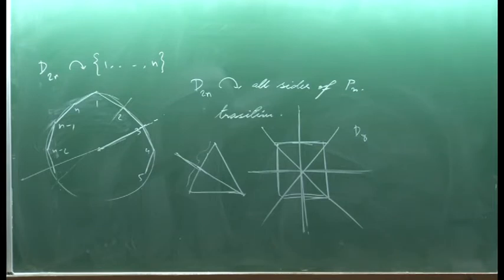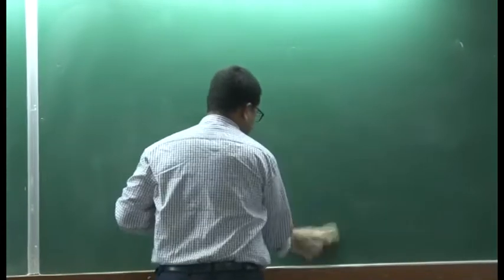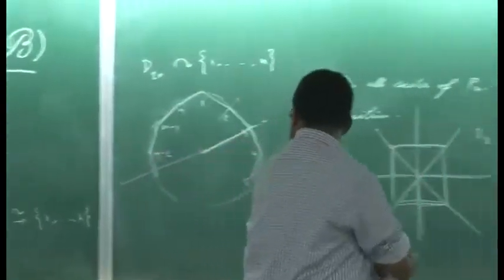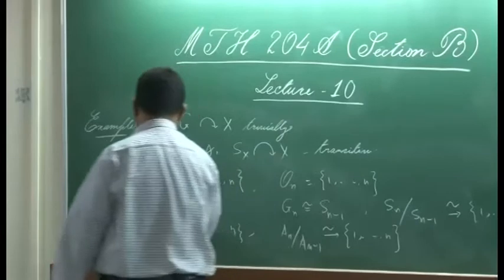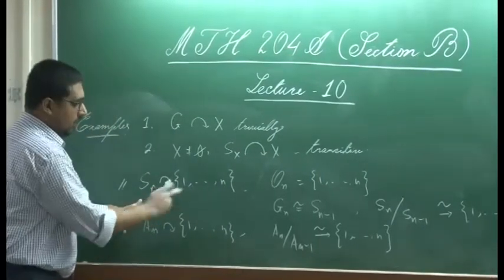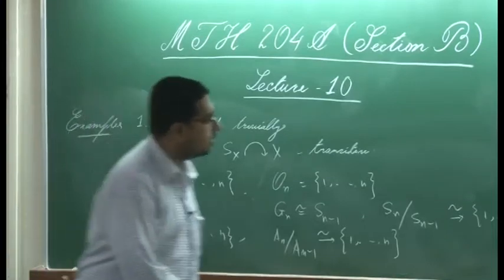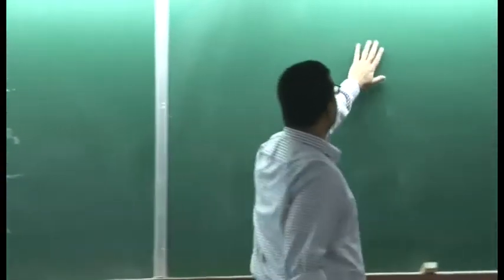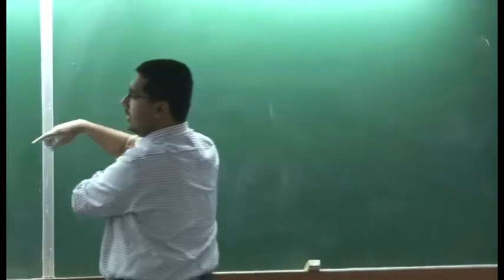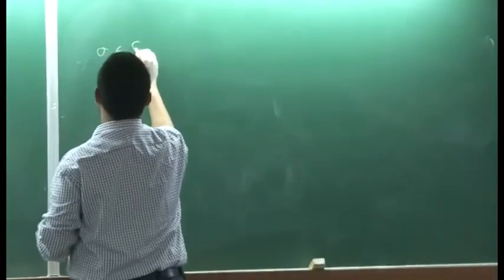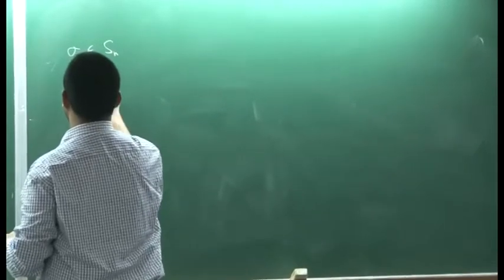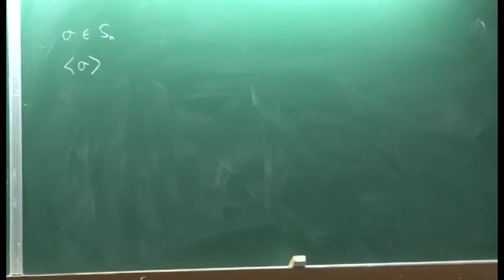Okay. Let me see whether I have finished whatever I was supposed to talk. I forgot one thing. Okay. So, let us do that. So, let us come back to this example. So, this is the main example, that whenever Sn is acting, then any subgroup of Sn will act. Now, let us consider the action of the following subgroup of Sn. So, let sigma lie in Sn, we consider the cyclic subgroup generated by sigma that also acts on this set 1 up to n.